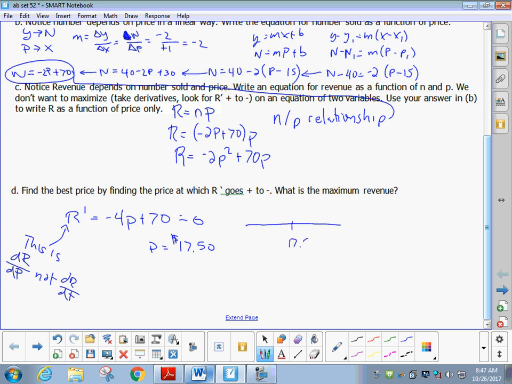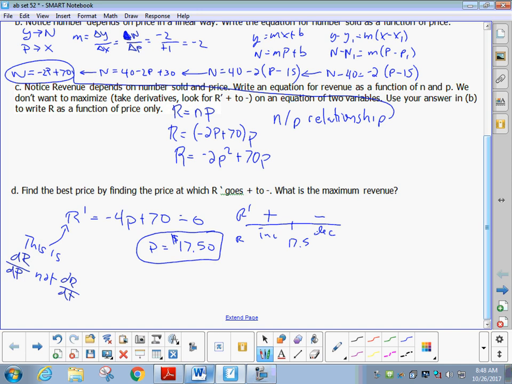If I sign test r prime before and after, before that would be a small p like 0. What's r prime? Positive. Implying that the revenue is increasing in that region until I get to 17.5. I'm jacking up the price just the right way until I get to $17.50. After that, the derivative goes negative, and so revenue starts to fall off. You price yourself out, you're trying to jack the price up too much, and you're losing sales. So it seems like then the best price is to set the price at $17.50.